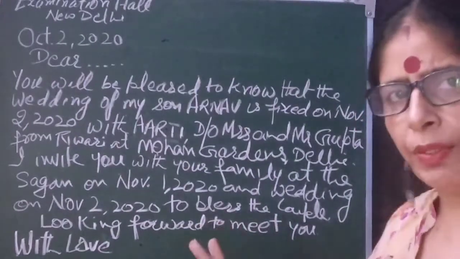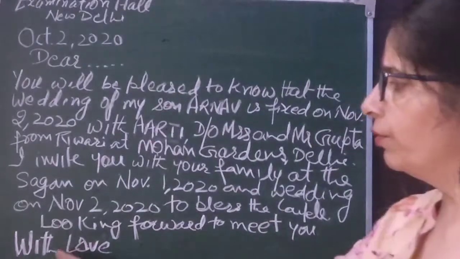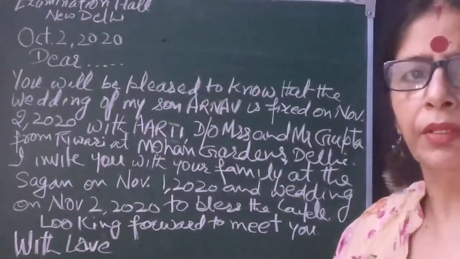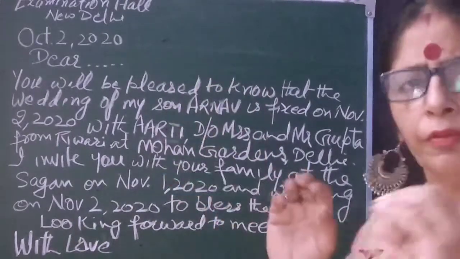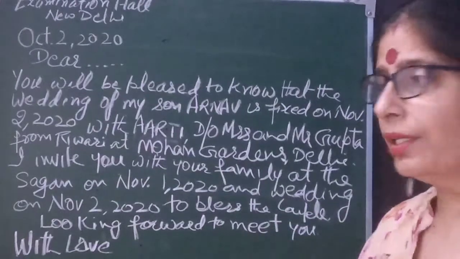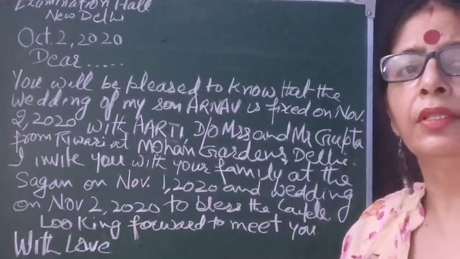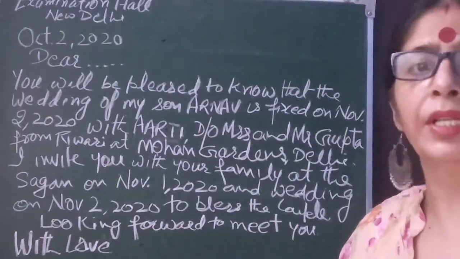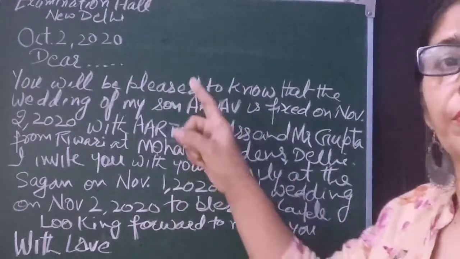Enough. This much. Looking forward to meeting you, with love, whatever name is given, Saxena or whatever name is given. Okay. So this is a very small letter. Very easy way, but you learn it because sometimes you miss certain things. You may miss the boy's name, you may miss the girl's name, you may miss the venue, you may miss the date, you may miss some other program. So that's why I say better you learn it by heart.